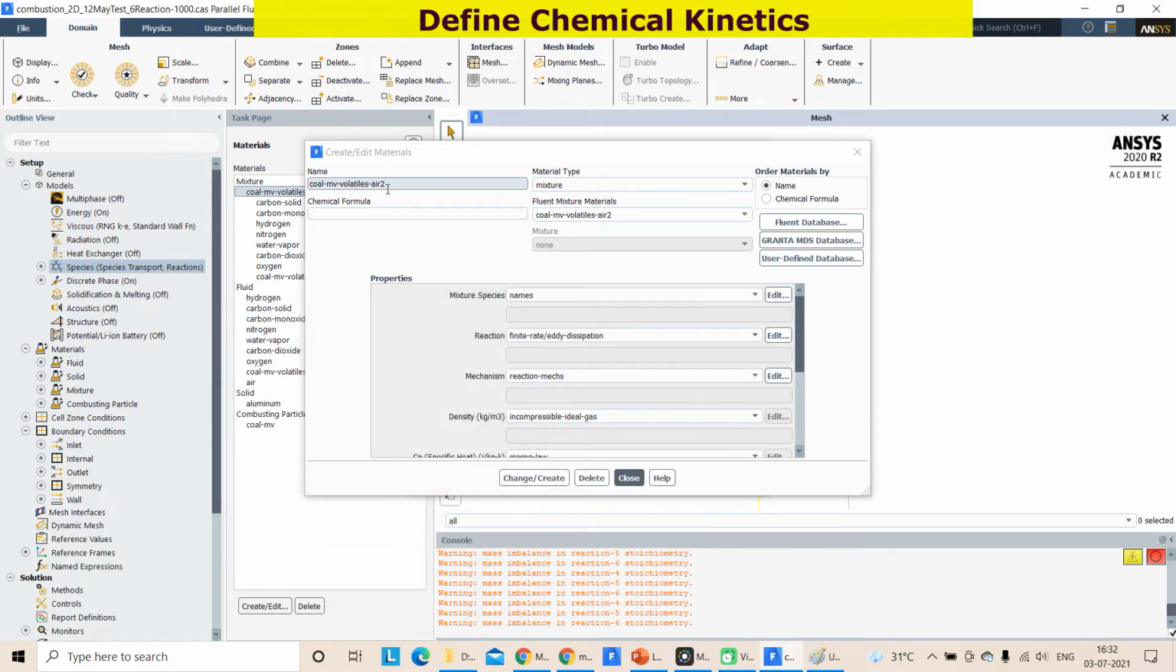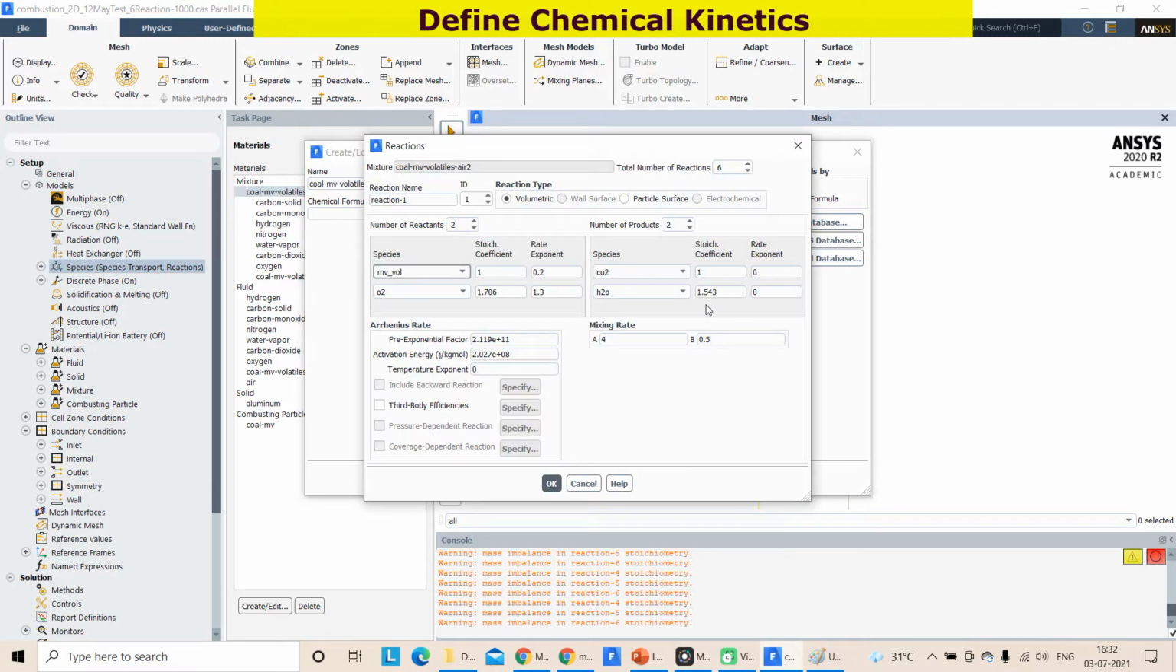Coal, yummy, volatile, here too is a mixture template. It is a group name. Okay. Then after adding the species, you have to select the reaction.